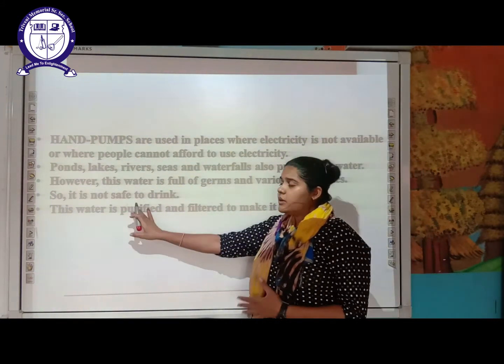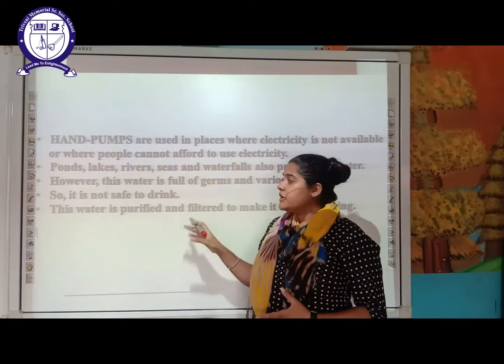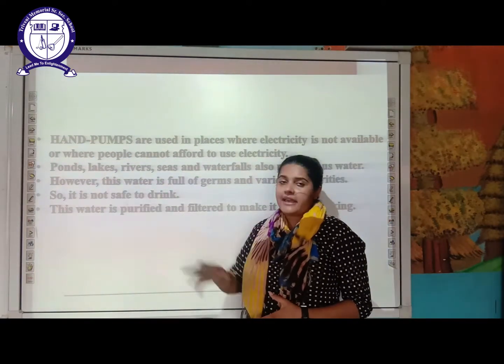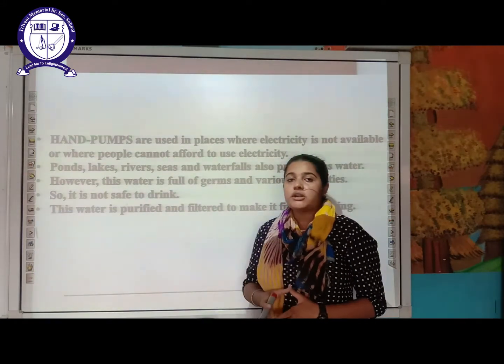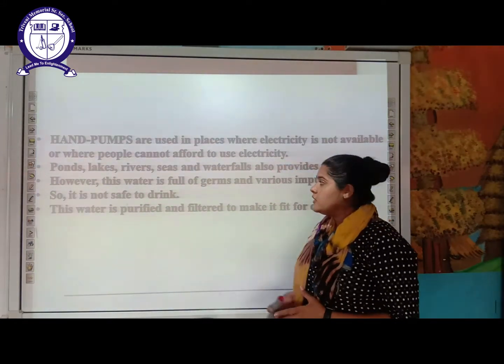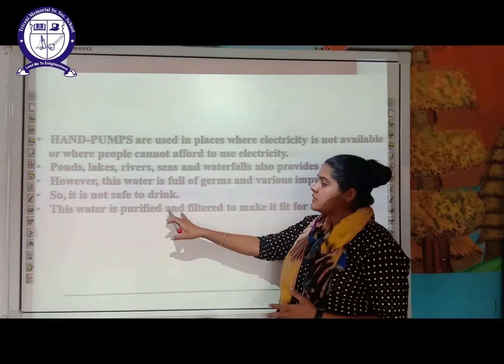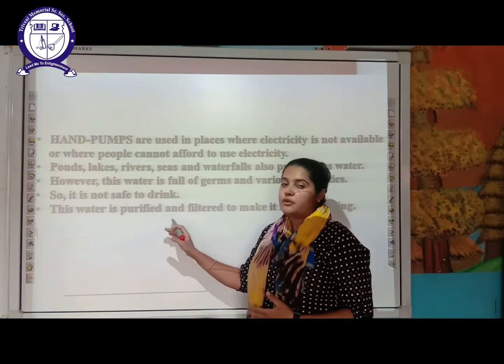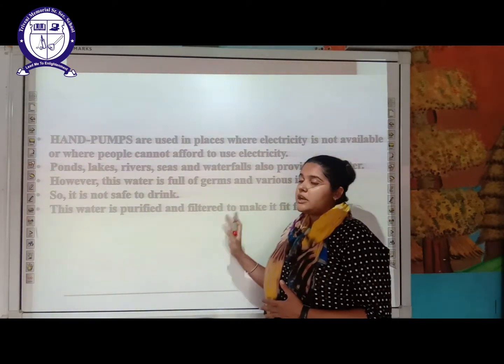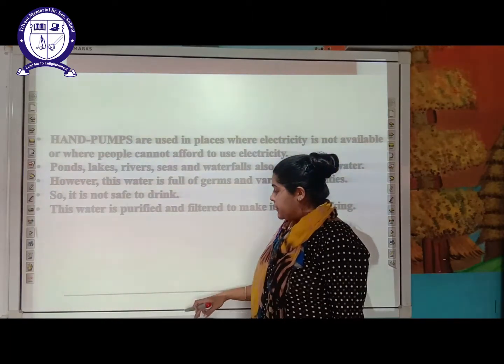We learn in higher classes that the water from rivers and lakes can be purified in a water treatment plant. You will study that in your higher classes. So this is a way. Firstly, you have to purify and filter that water so that it can be made safe for drinking.